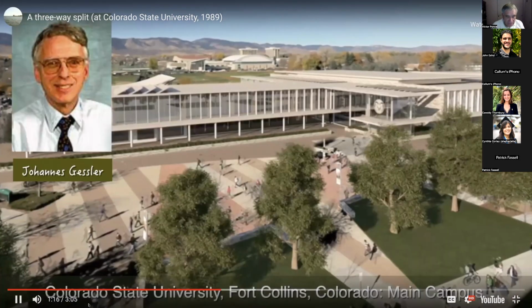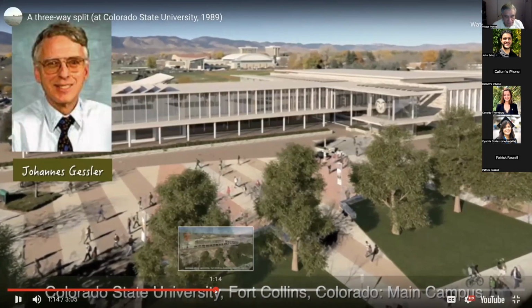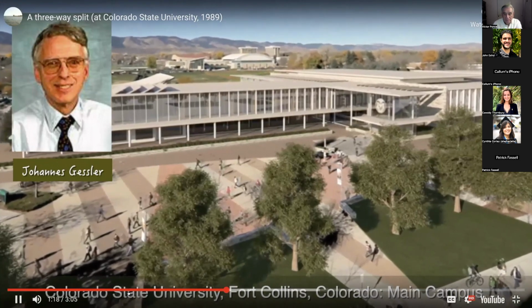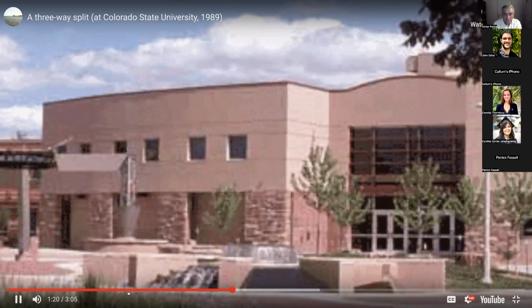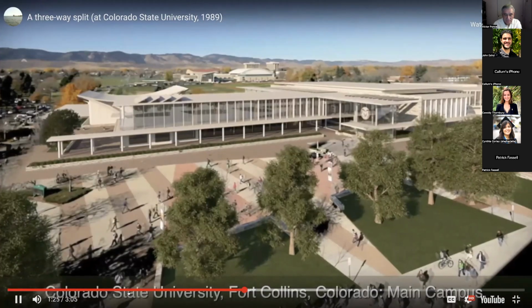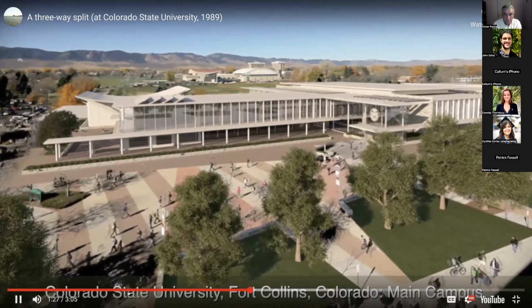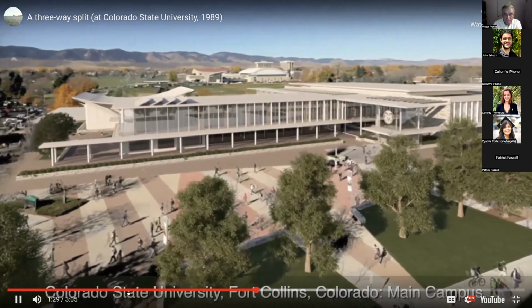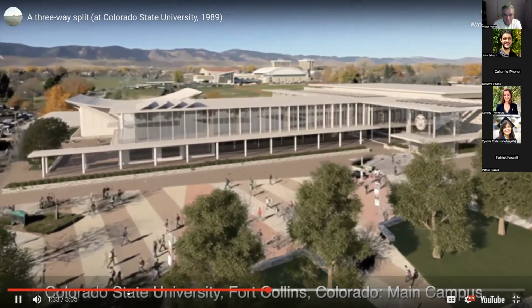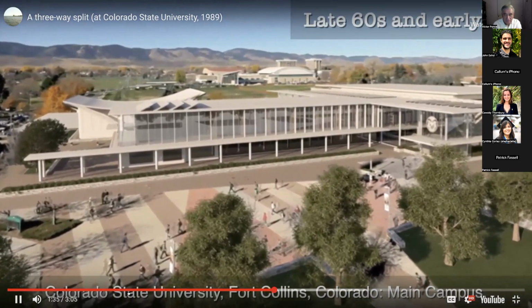I met Gessler accidentally in the hallway of the College of Engineering. Gessler said, "Ponce, can I buy you a cup of coffee?" I answered in the affirmative, and we had coffee at the Student Center cafeteria, the site of many memorable experiences during my years at CSU in the late 60s and early 70s.